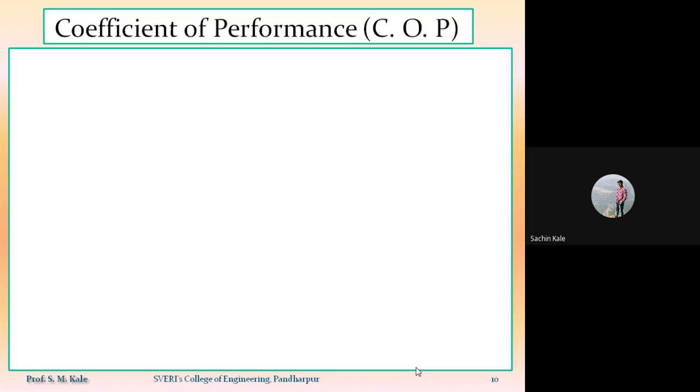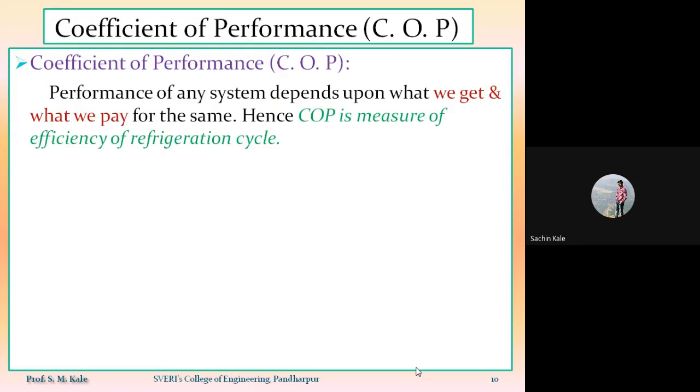So here COP in case of a refrigerating machine or any air conditioning machine is equal to the amount of heat absorbed divided by work supplied to the system.